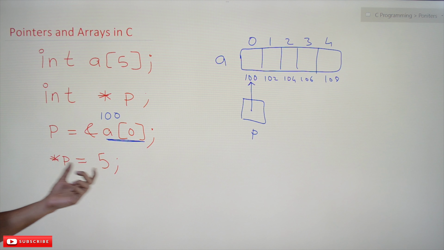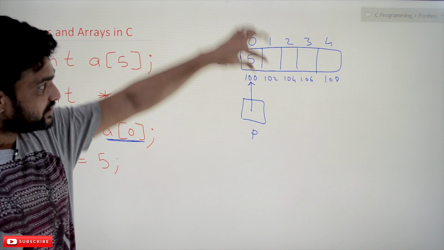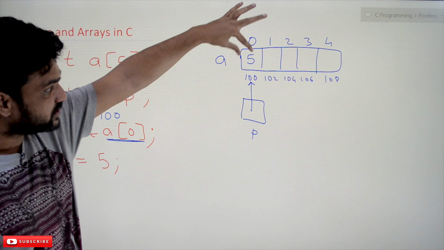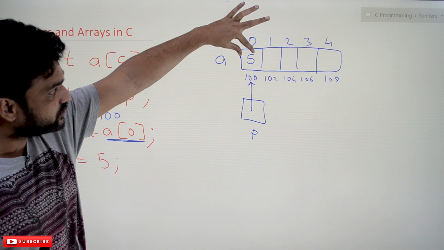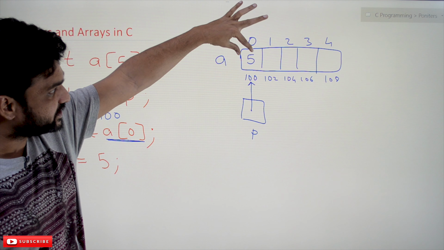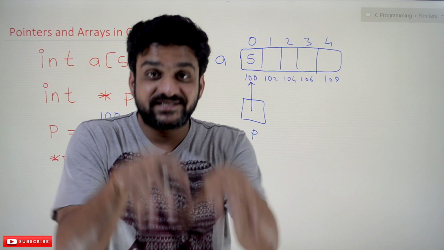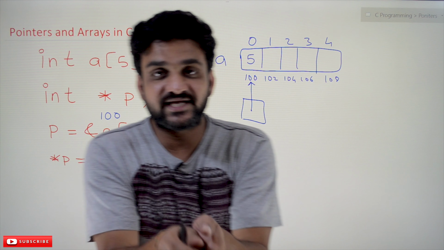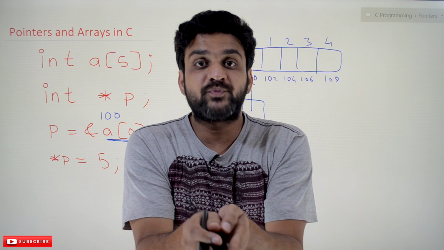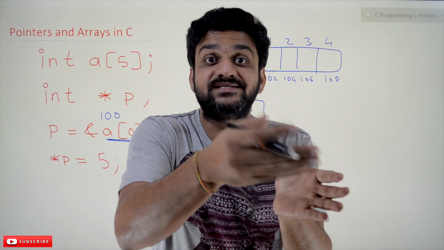Now star p is equal to 5. What happens? Star p means the value stored in the location where p is pointing to. We are assigning the value 5 to this location. By using the pointers which are assigned to the array, we can access the elements of the array. This is just a sample, a basic understanding of arrays and pointers.